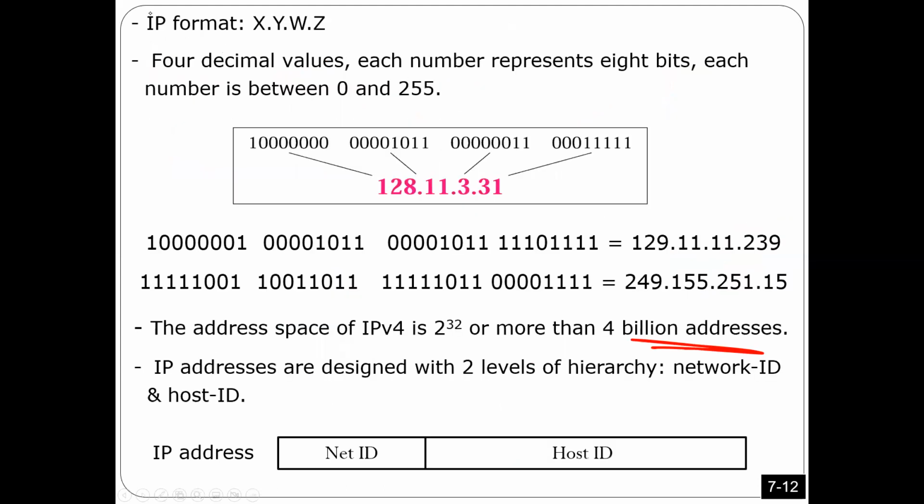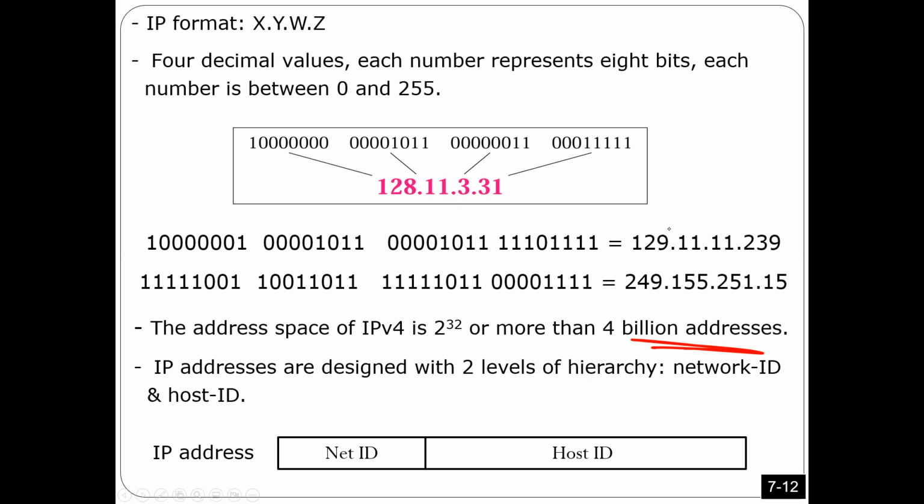So this is the format of the IP address. Here we put numbers, X, Y, W, Z. These are decimal numbers, okay? So we have a number, dot, number, dot, number, and then dot, something like that.